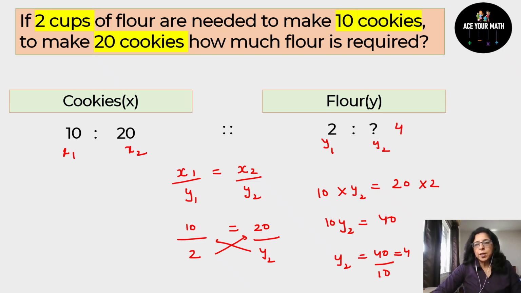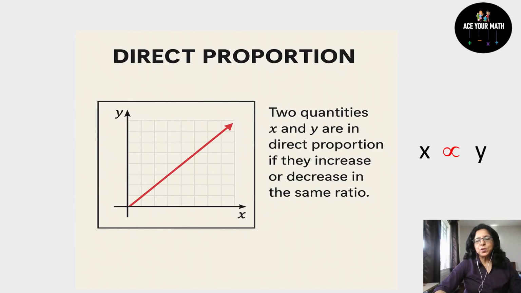So it's a question of direct proportion because if x is increasing, y is also increasing. So you can simply put in the formula because x upon y equals a constant, so x1 upon y1 equals x2 upon y2. In direct proportion, we saw that if x is increasing, y also increases in the same ratio, so x is directly proportional to y. And if you try to draw the graph of the values of x and y which are increasing or decreasing in the same ratio, you will always get a straight line.